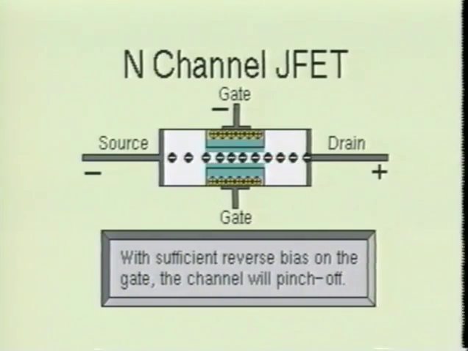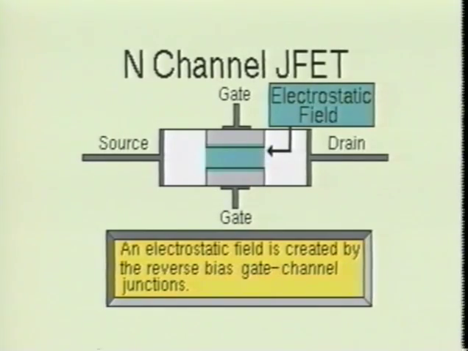When the reverse bias is increased sufficiently, the depletion region meets at the center of the channel and cuts off the current flow through the device. This is referred to as the pinch-off region. The gate channel junctions are almost never forward biased. The name field effect comes from the fact that the depletion regions in the channel are the result of the electrostatic field caused by the reverse biased gate channel junctions.